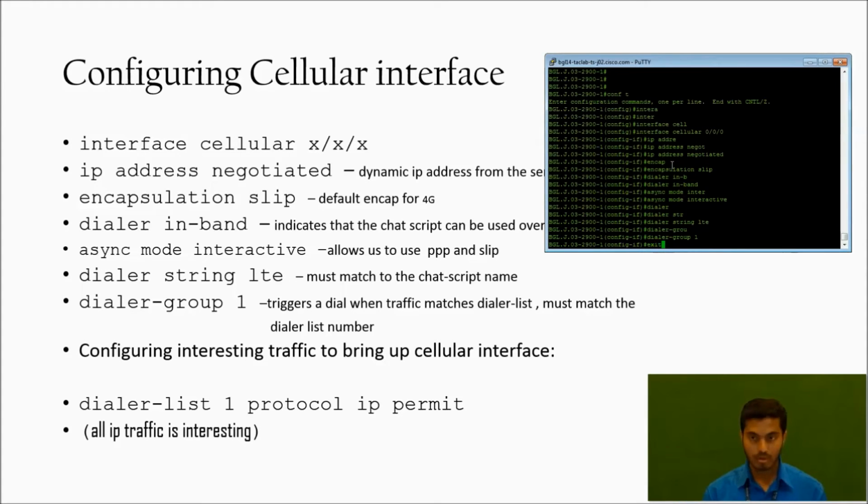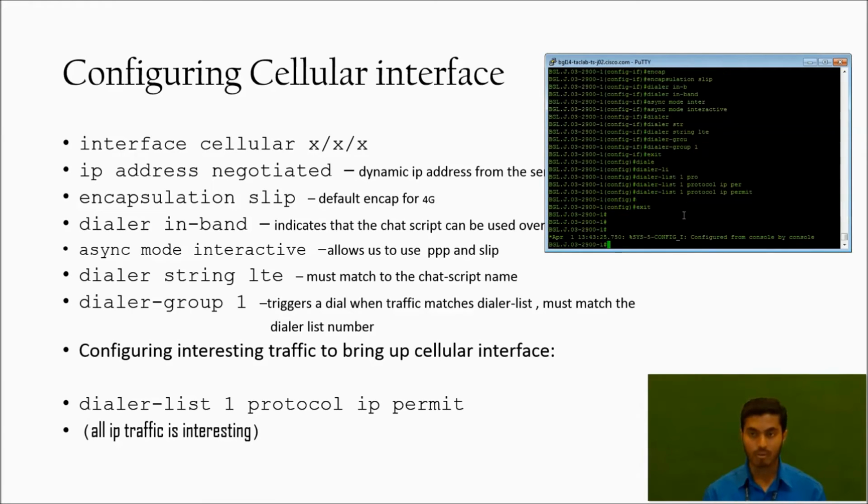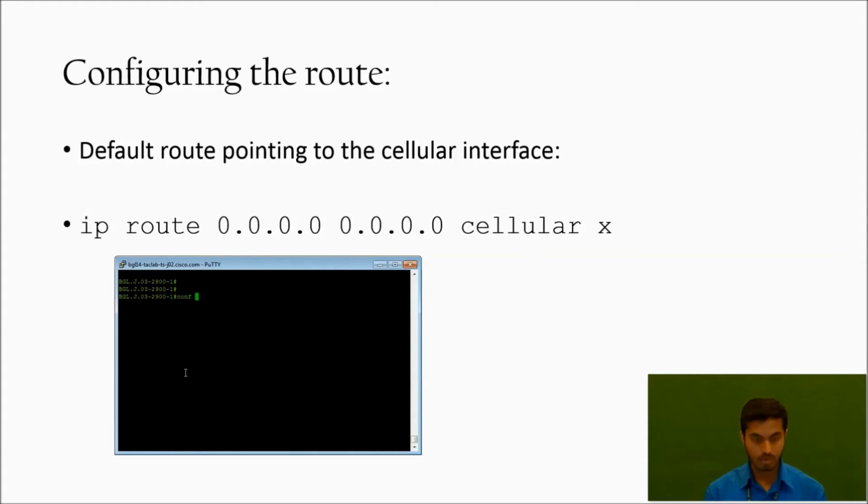So dialer list will be configured not under the interface, it will be configured under the configuration mode. So dialer list number 1 should match the dialer group number 1 here. So any IP will be the interesting traffic for this router. So going next, we'll have to configure the default route for the cellular, as this is used as a primary WAN link connection. Let's move forward. So this is done under the configuration mode. IP route.